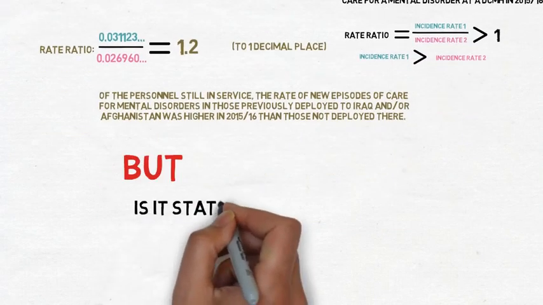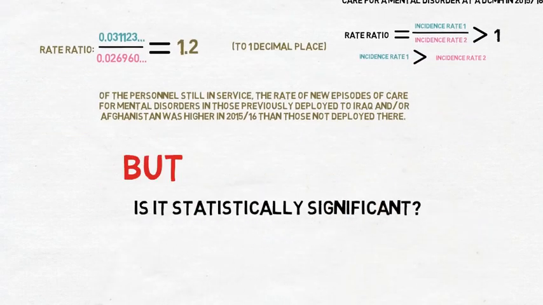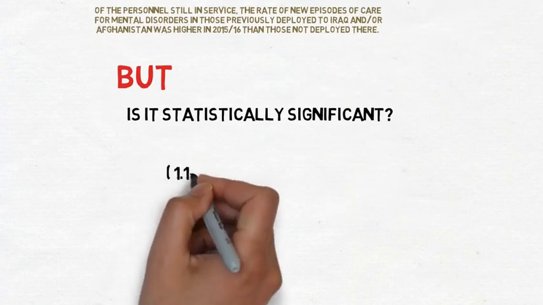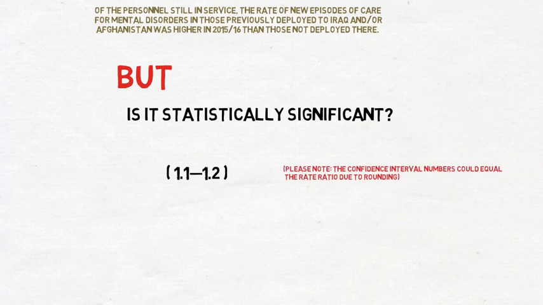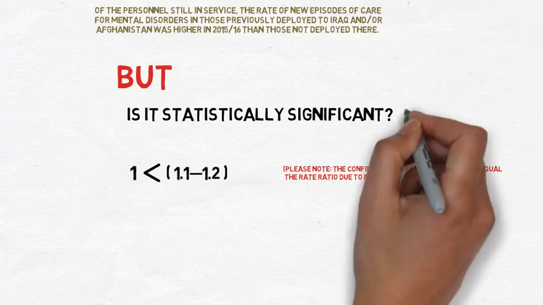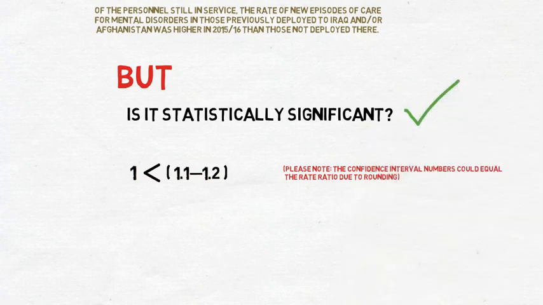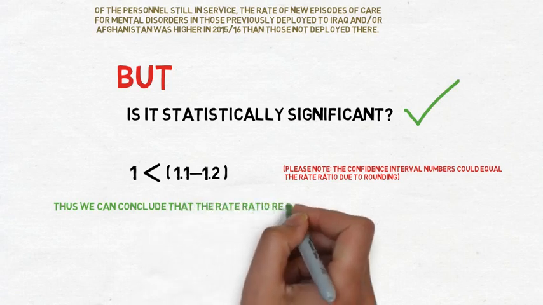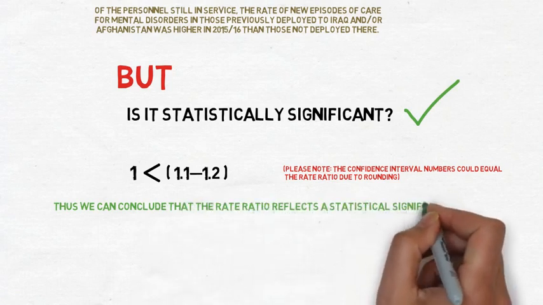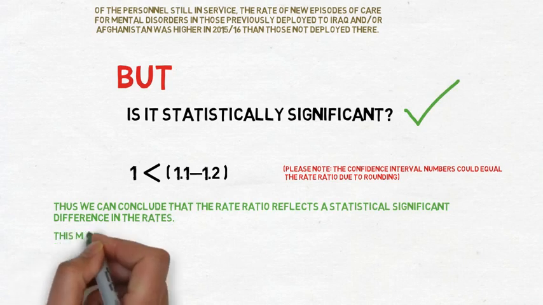But is this statistically significant? To see if it is statistically significant, we see if the 95% confidence interval includes 1. If it doesn't, then the difference in rates is statistically significant. This was a confidence interval that was calculated, and as you can see, the confidence interval doesn't contain 1, so this shows that the result is statistically significant. Thus, we can conclude that the rate ratio reflects a statistically significant difference in rates.